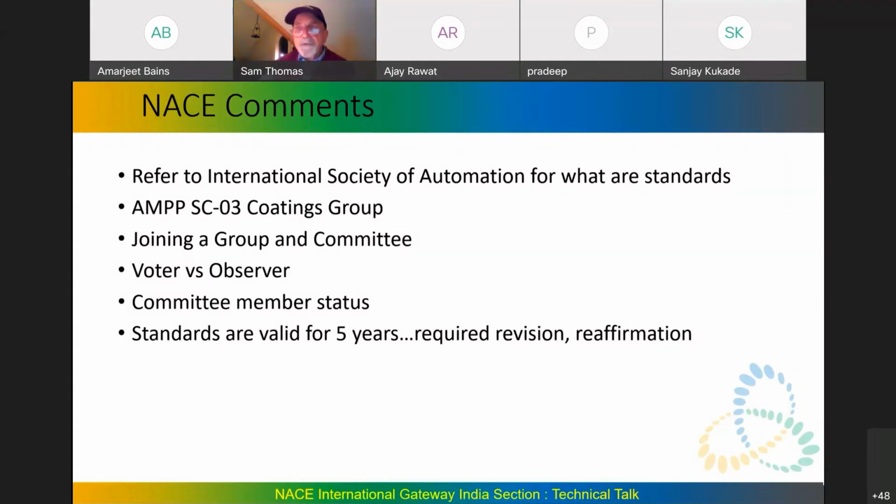I'll give you an example of one that we're working on right now. I don't know the SP number off the top of my head, but it's coal tar enamel. Coal tar enamel is an old but proven technology, though it's not really being practiced in the United States. But NACE decided that we do not want to drop this standard. We want to keep it active. So we formed a committee, and that committee will review the standard.